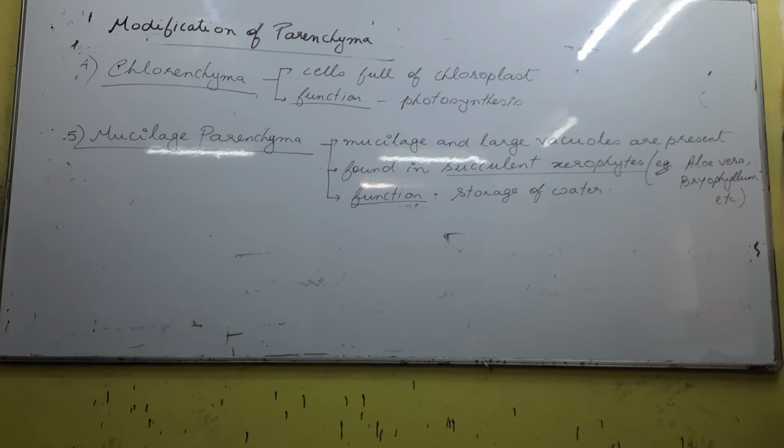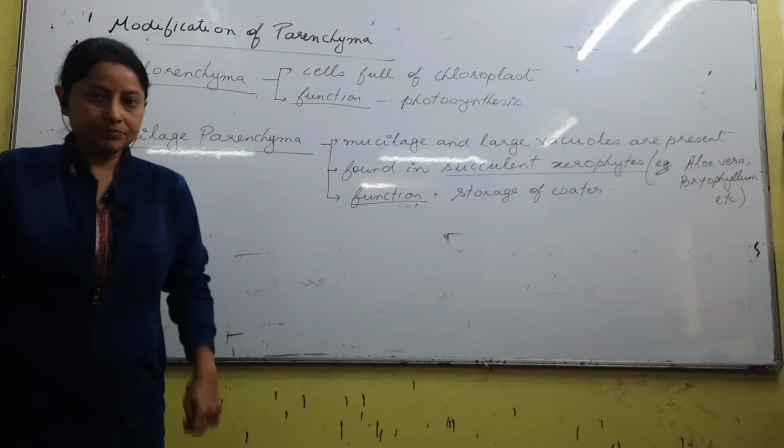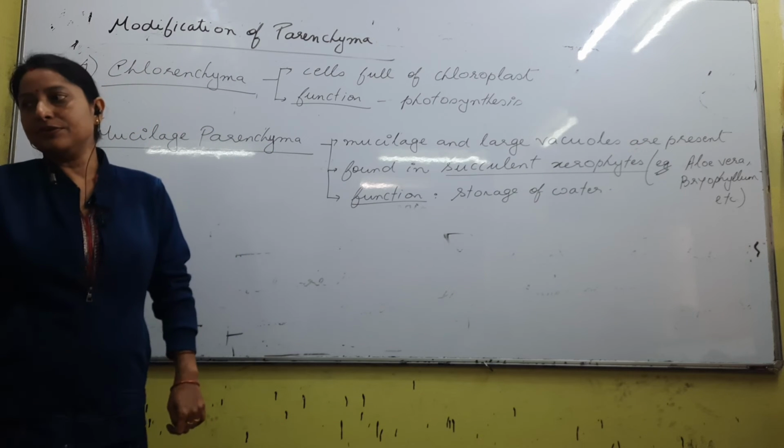The next is we have to talk about some extra points about collenchyma. So write collenchyma as a heading. Mane types of collenchyma kini ami discuss kori.